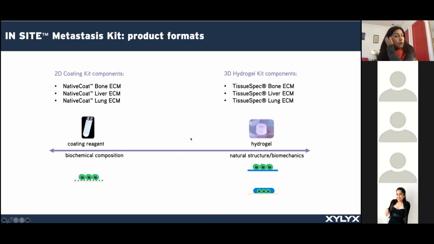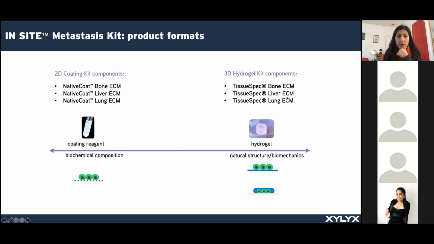So talking about the format, as I mentioned, it's specifically for 2D and 3D. We have this 2D, which is a native coat. The native coat is a solubilized form of the ECM that is used especially for these 2D assays. It's a thin layer surface. It is a coating reagent, as we can show here in this figure. And it's also offering the proteins and growth factors present in the native tissue.